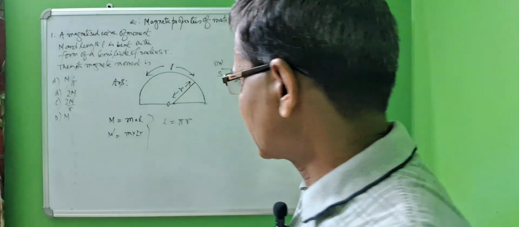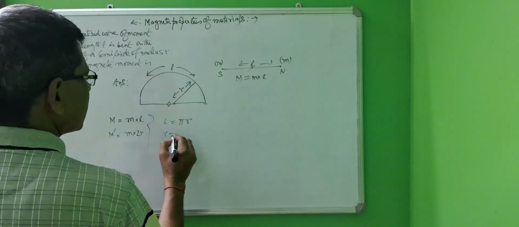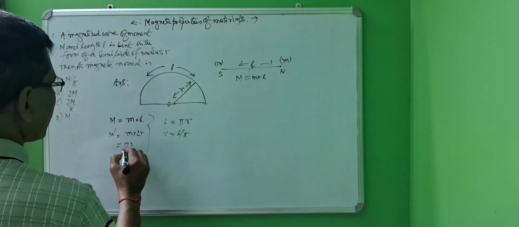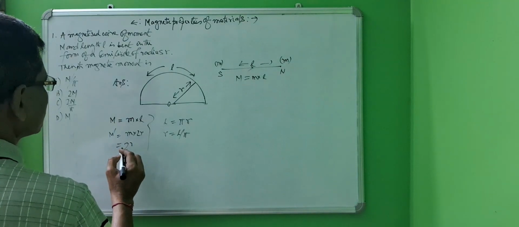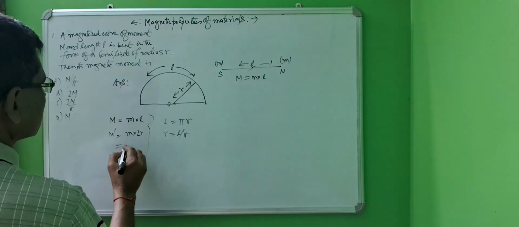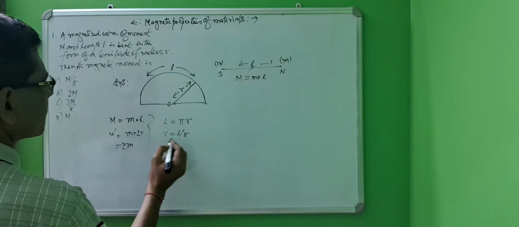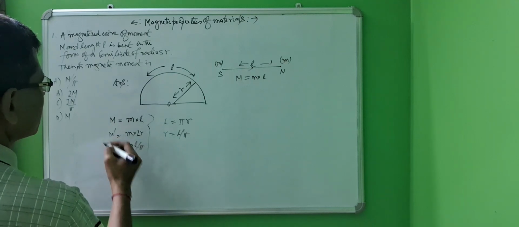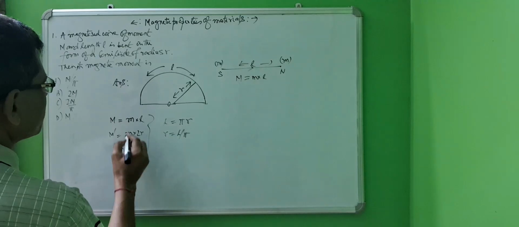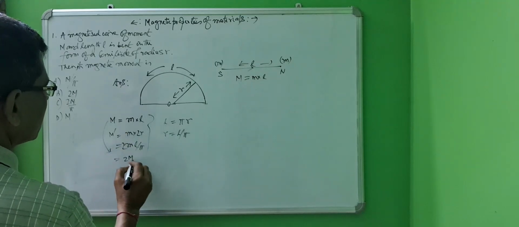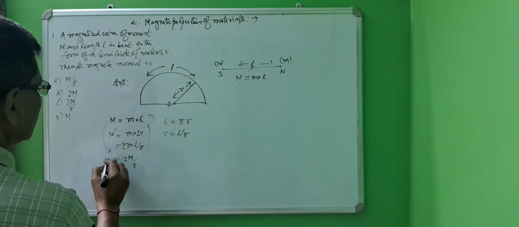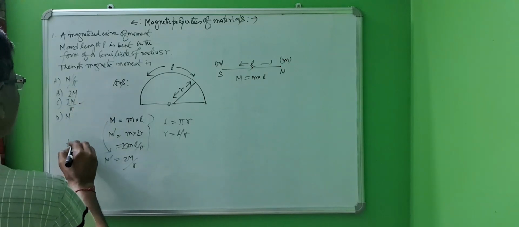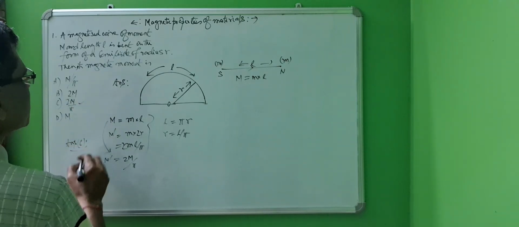pi R. So essentially we can write R equals L upon pi. Putting it here, M dash equals twice m times R, with R equals L by pi, so M dash equals twice M by pi. So the answer is C.